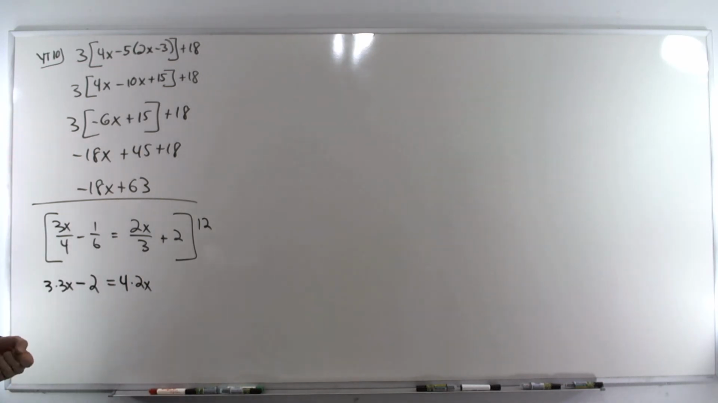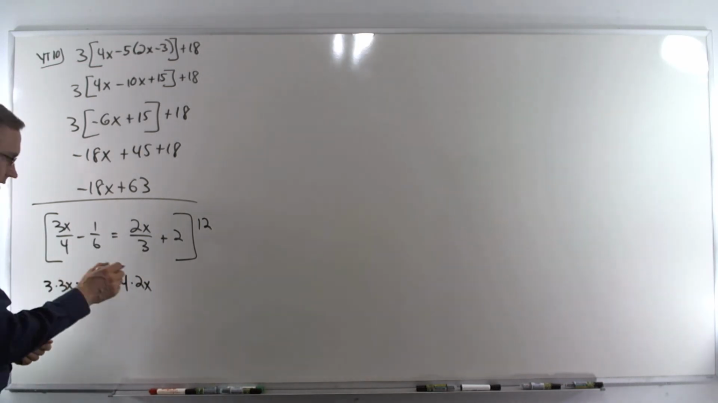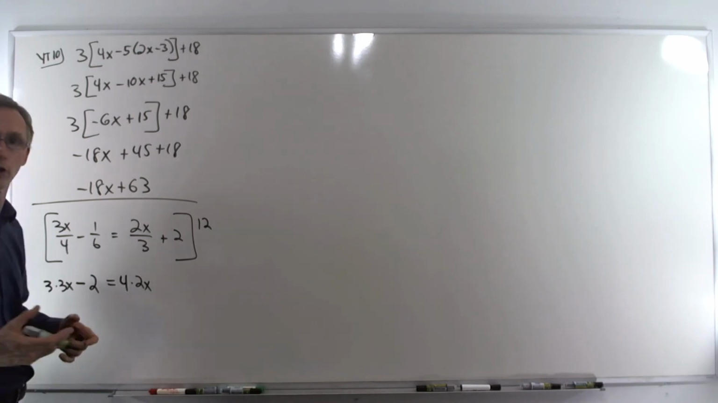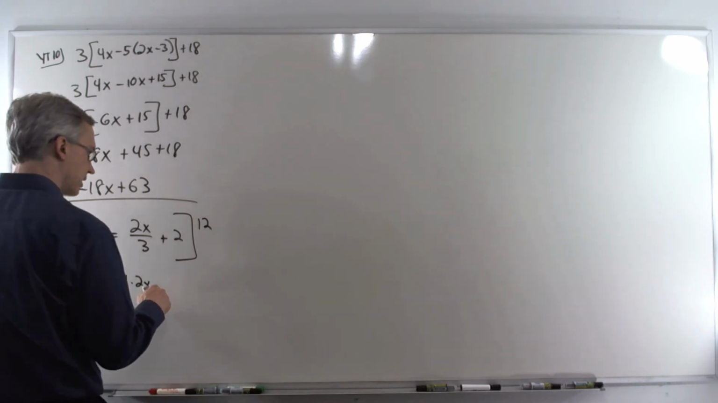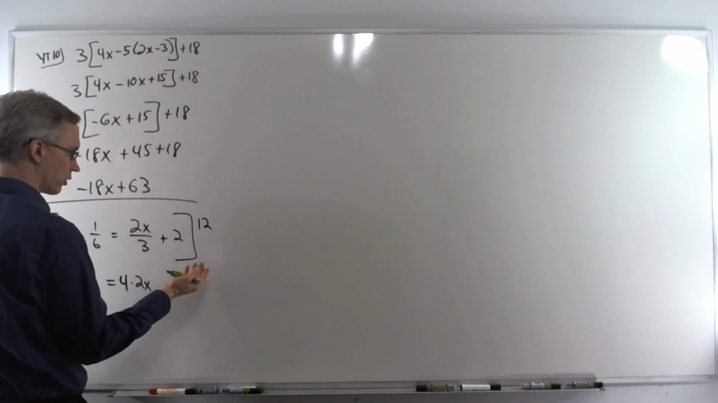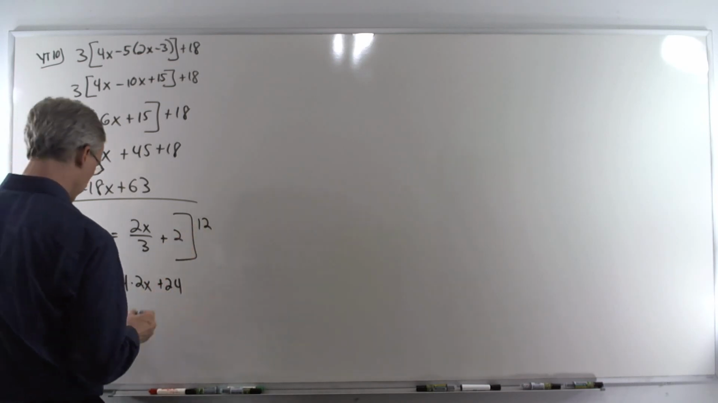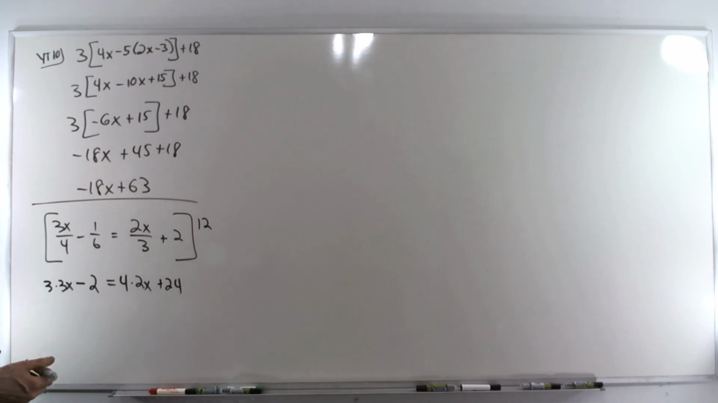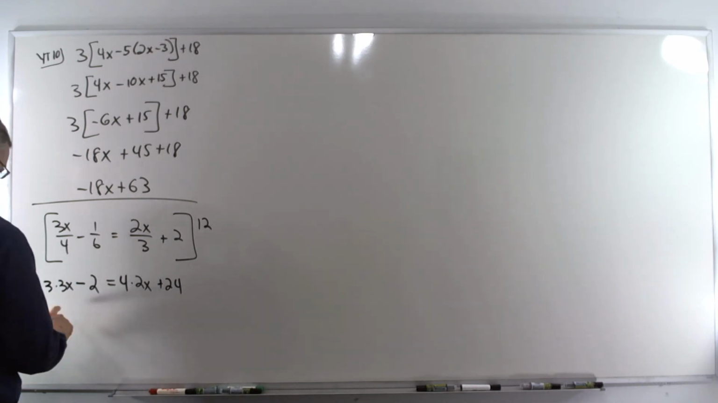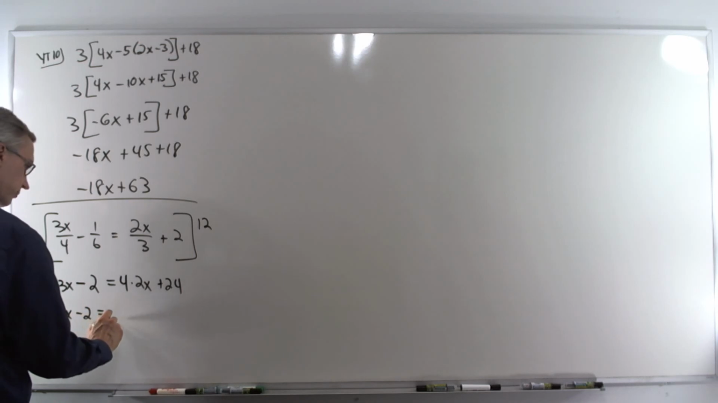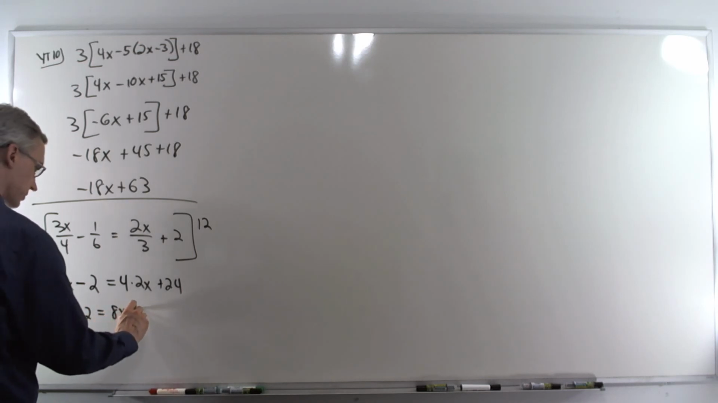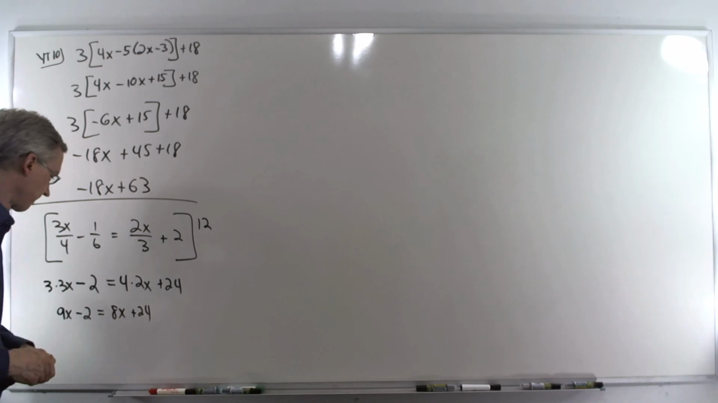And you can do this all in one step if you like. You don't have to write it all up like this. Sometimes I show a little bit more just for demonstration purposes. Now here, this denominator is just 1, so we don't have to worry about that. So 12 times 2 is 24. All right, so there's our new equation, and we're going to simplify here. So 3 times 3x, that gives us 9x minus 2 equals 8x plus 24.